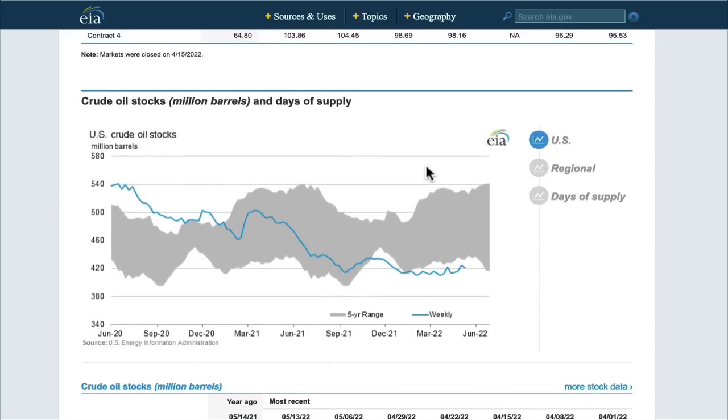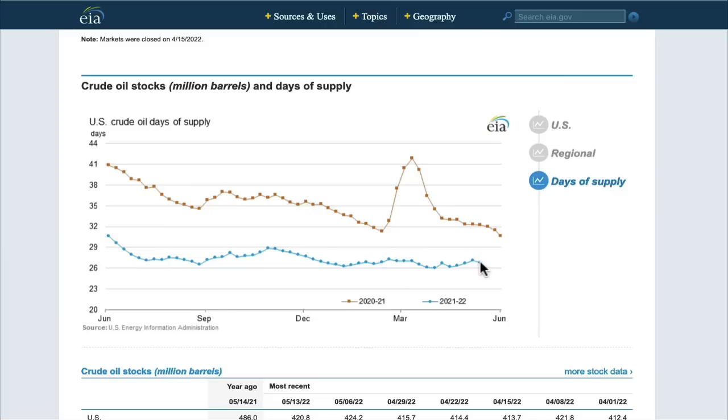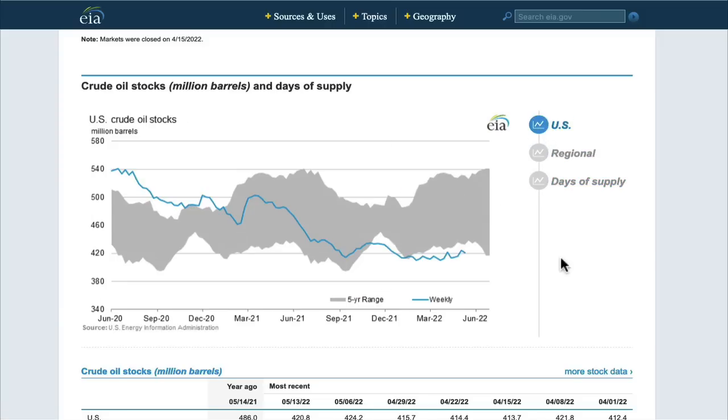Here is inventory, crude oil stocks. The range in here is the 5-year average. We should be increasing going into the summer, and we are well below the 5-year average on oil. And you can click on days of supply, for example. Here we are way down here. This was last year at this time, a little over 32 days of supply. Here we're sitting around just a little over 26 days of supply. So there are different tabs you can click on there.